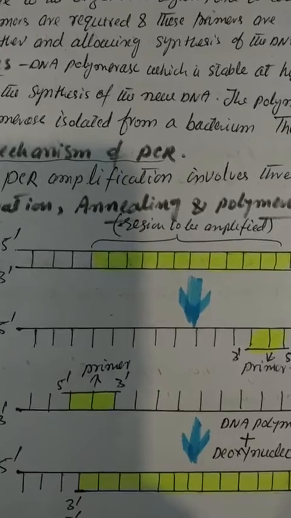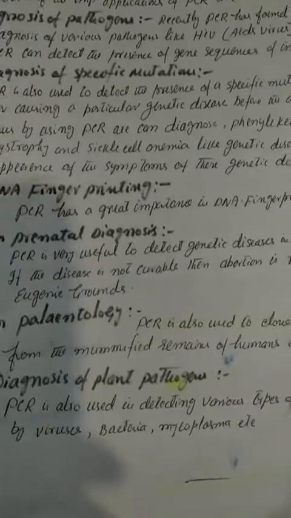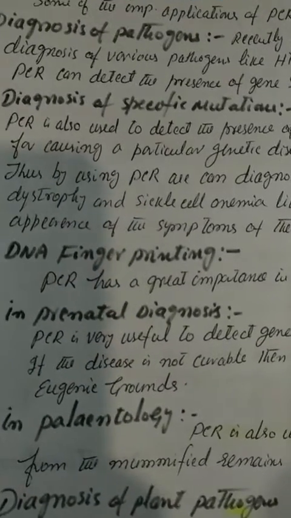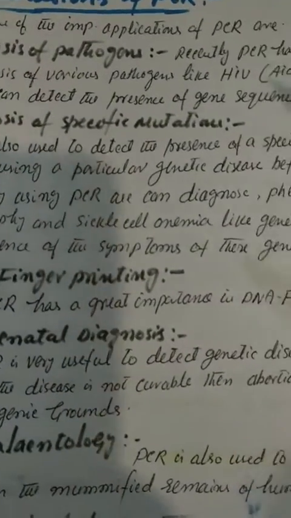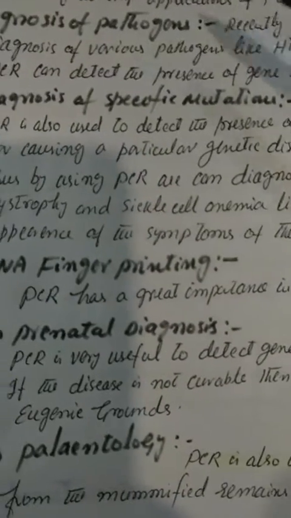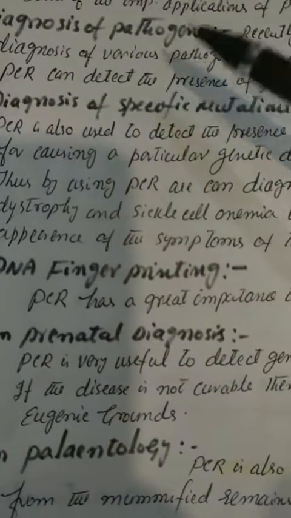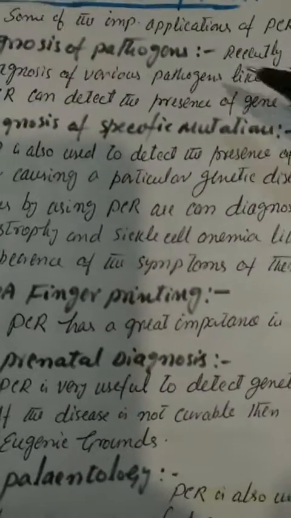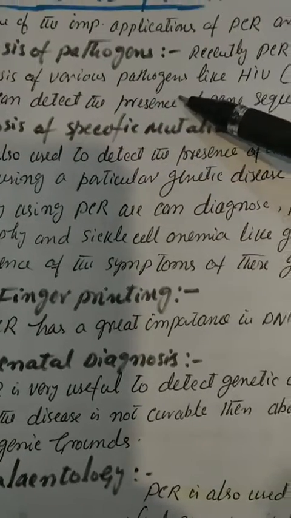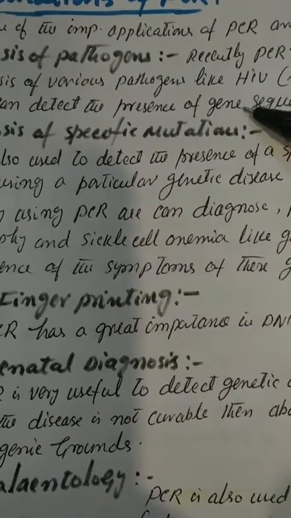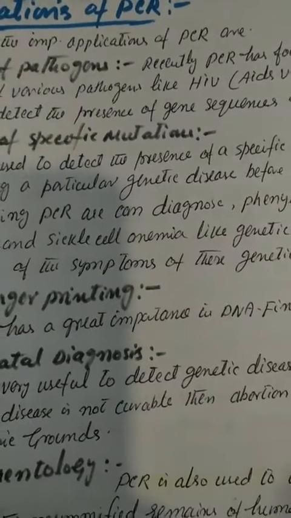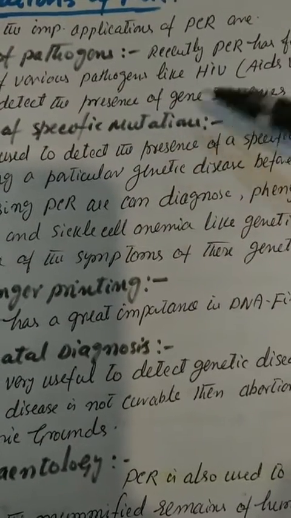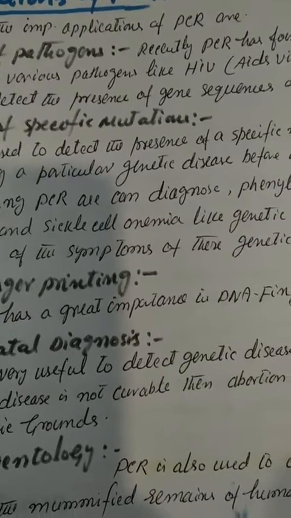Now, we will discuss the applications of the polymerase chain reaction. Some of the important applications of PCR are: number one, diagnosis of pathogens. Recently, PCR has found application in the diagnosis of various pathogens like HIV, that is the AIDS virus. It is because PCR can detect the presence of the gene sequences of the infectious agents.